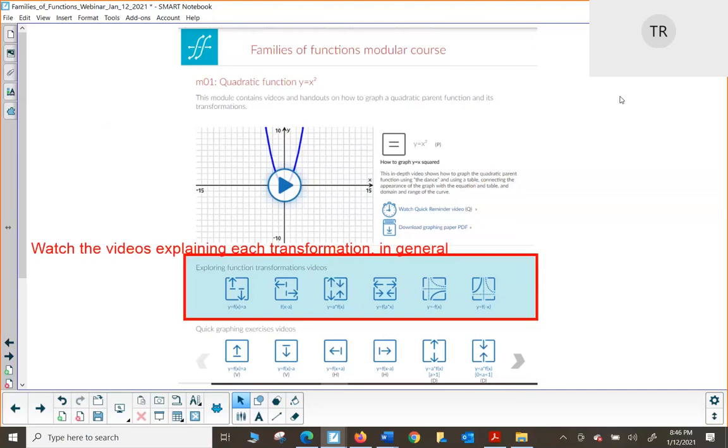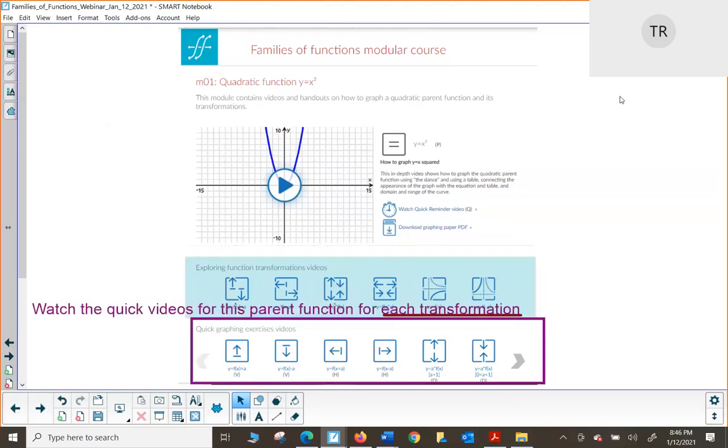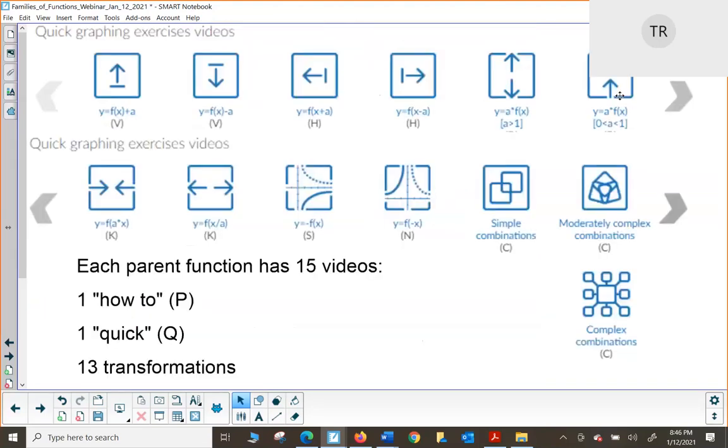So if you haven't done them, you can go ahead and graph them. And then these are the quick videos for each transformation, but you might say there's only 6 of them. How do you get more? You scroll for more. And so these are the 15 videos for each parent function: the parent, the quick, and 13 transformations.